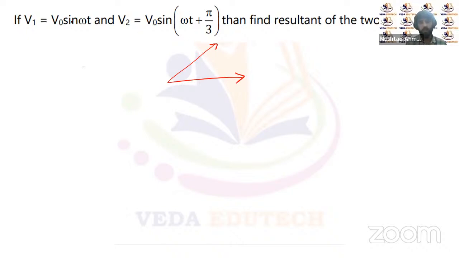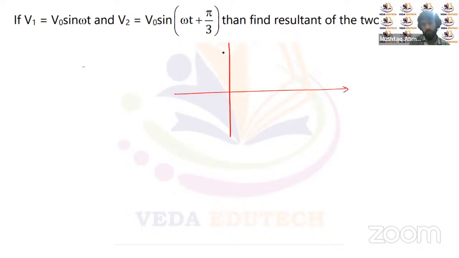You can see here V naught sine of omega t at time t equal to 0, the initial phase is equal to 0. Here is how we actually draw the phasors. Let's suppose this is the Cartesian system. Now we can represent this.